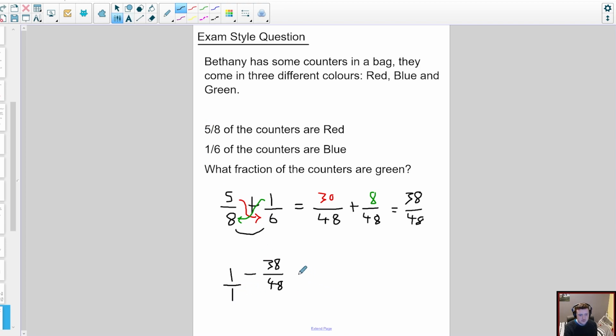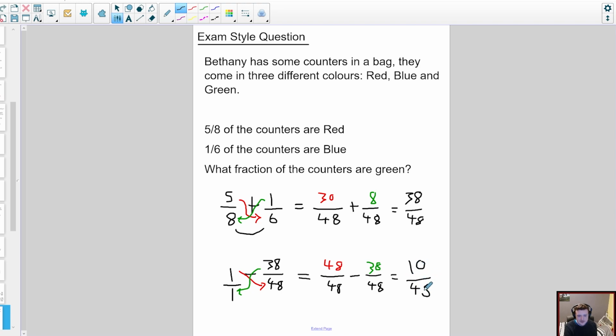Do the same thing. So 1 times by 48 is 48. Take away something out of 48. Okay? I'm going to multiply down. So 1 times by 48 is 48. And 38 times 1 is 38. Like so. So how much is left? Well, what we've got is 48 take away 38, which is 10 out of 48.